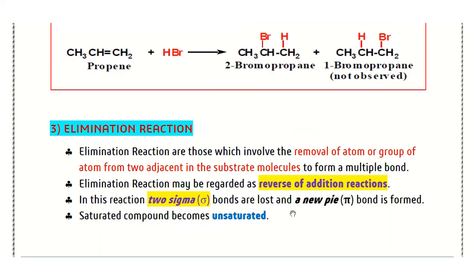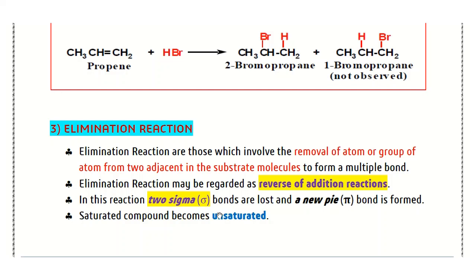The third type of chemical reaction occurring in organic molecules is the elimination reaction. Elimination reactions are those types of reaction which involve the removal of an atom or group of atoms from adjacent positions in the substrate by reaction with a reagent molecule. As it causes the removal of an atom or group of atoms, it can be termed the reverse of the addition reaction we have already discussed, in which atoms or groups of atoms are added.